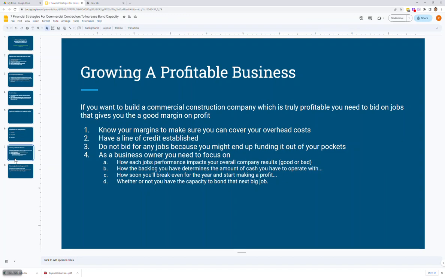Knowing your margins to make sure how much you're charging on your jobs. Is it enough to cover your overhead? Contractors like to take on a lot of jobs because they think it's only money, money, money, and how much sales you are doing. But not all jobs make a certain amount of profit which could be allocated so that it can be covering the overhead costs for your company.